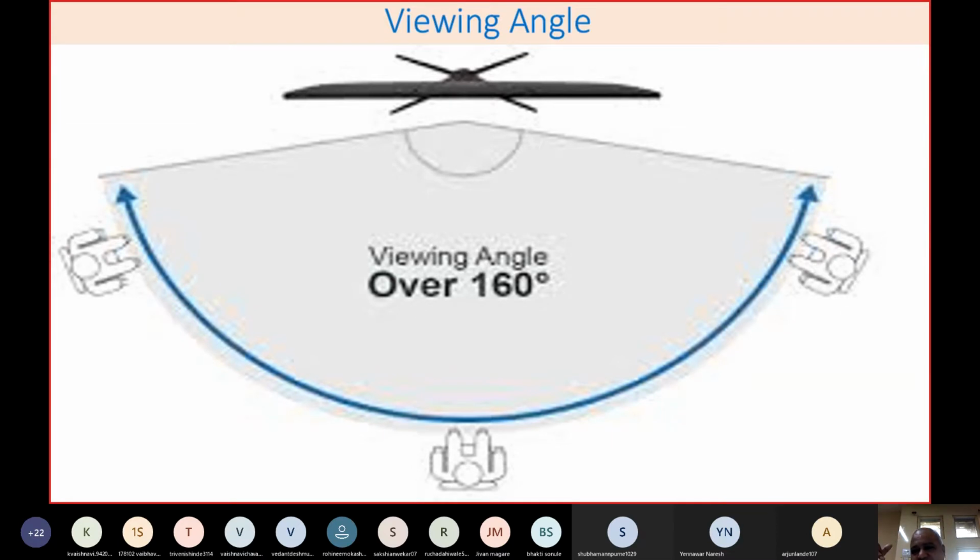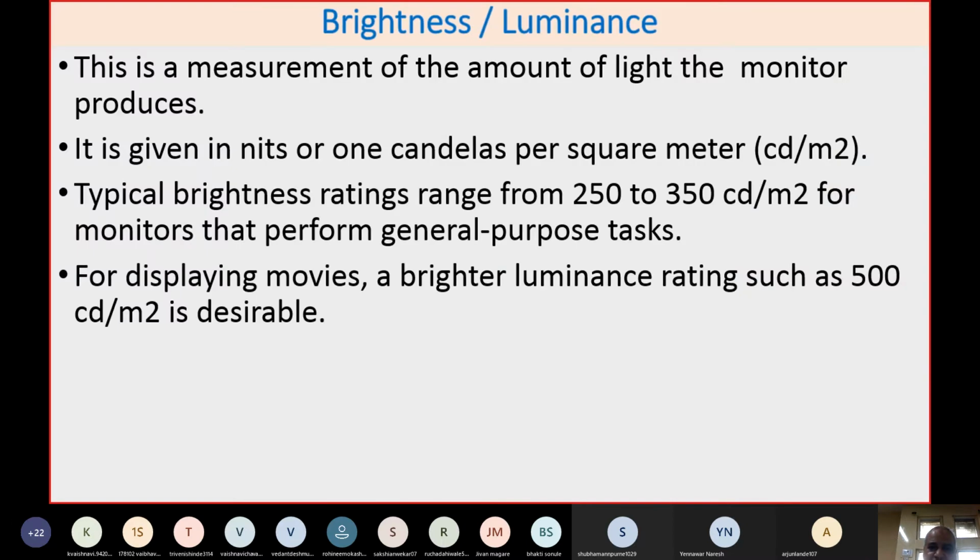and you are looking towards the display device, if the viewing angle is greater than 160, then it could be a better device. Most of the people sitting in front of the display device, even if their position is at the corner, will still be able to see a better picture. And that gives you the idea of what is called a viewing angle.